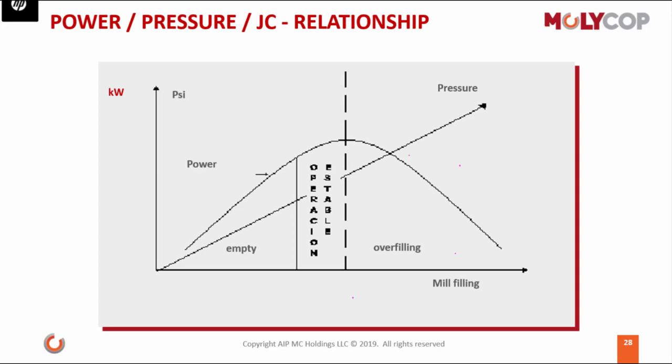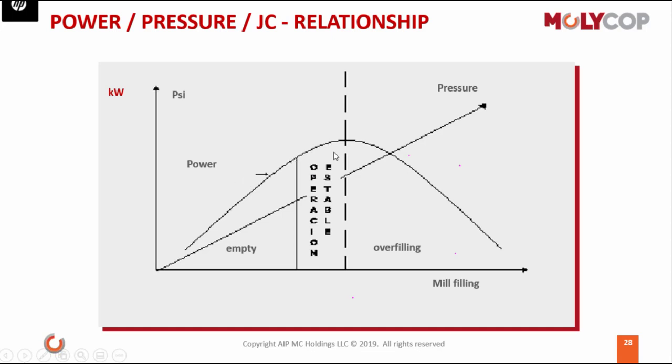So in operation, usually you have this kind of graph where you are relating the power and the mill filling. And the mill filling usually is measured by the bearing pressure, or in some sites they have the weight of the mill. And they make a relationship.